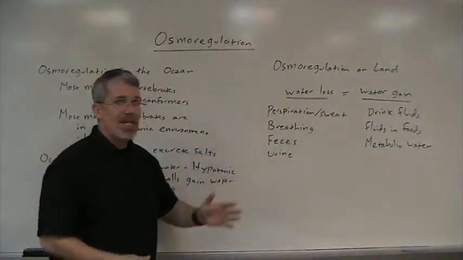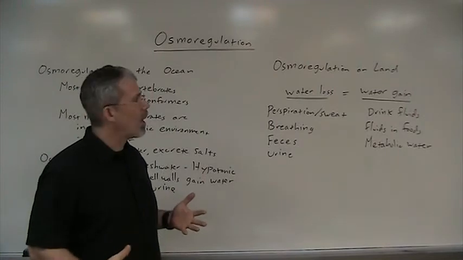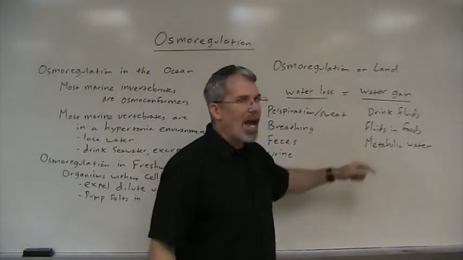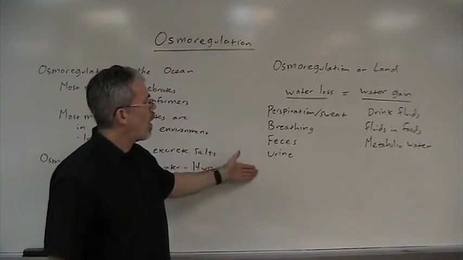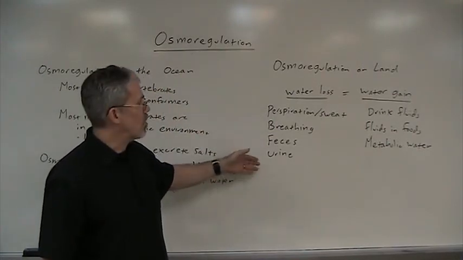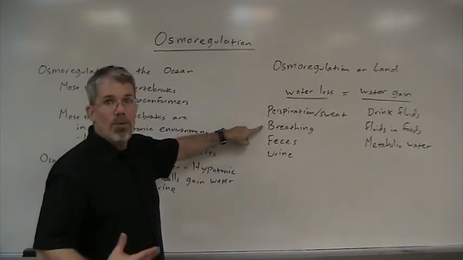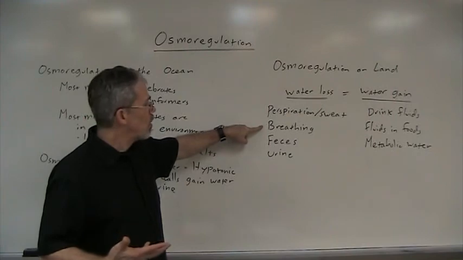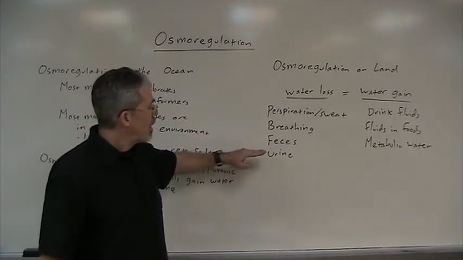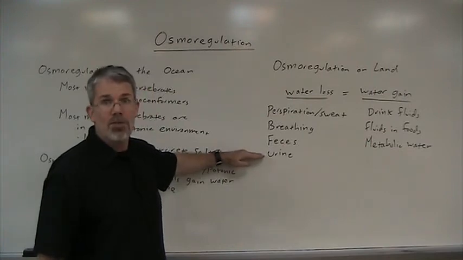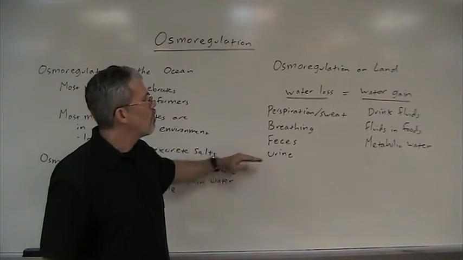Land, however, is a dehydrating environment, and for osmoregulation on land, the water losses have to be matched with the water gains. Now, for ourselves, the main ways that water is lost are these things. We lose water in perspiration and sweat. We lose water with respiration, breathing, because our lungs are moist. Feces loses some water, and of course, urine. Now, your kidneys control your urine concentration, and we'll discuss that in another video.